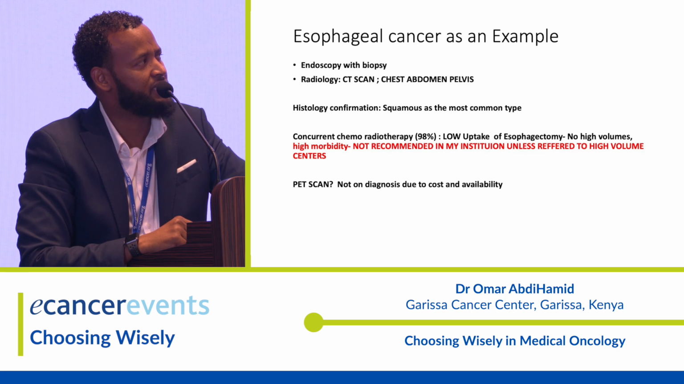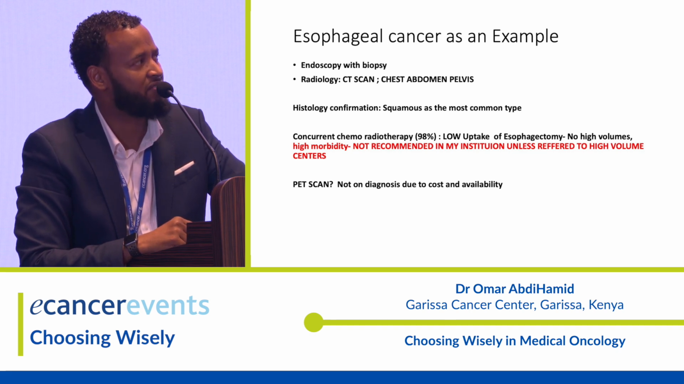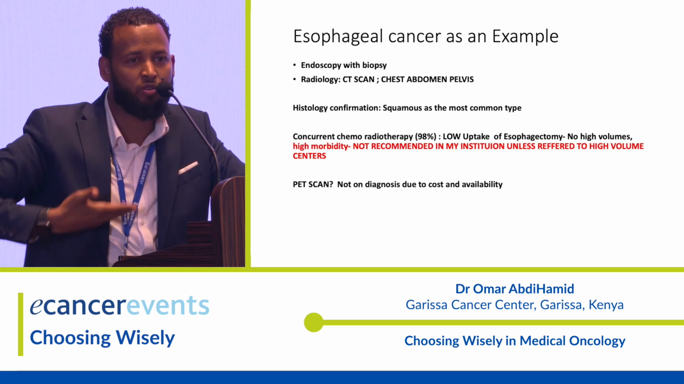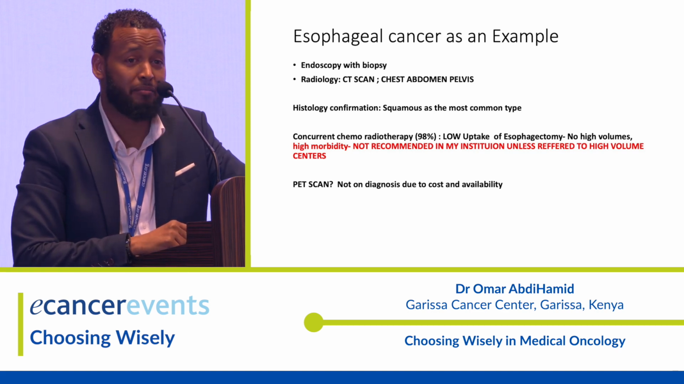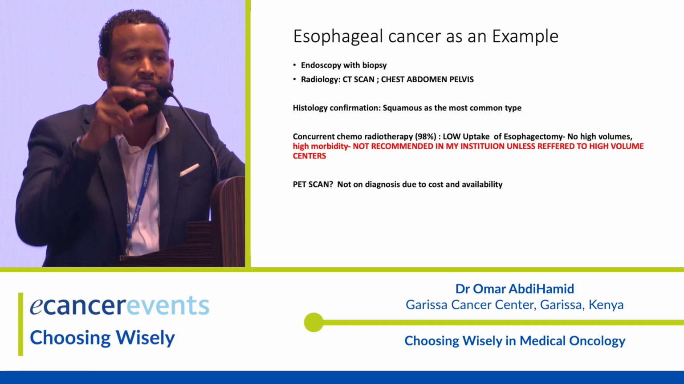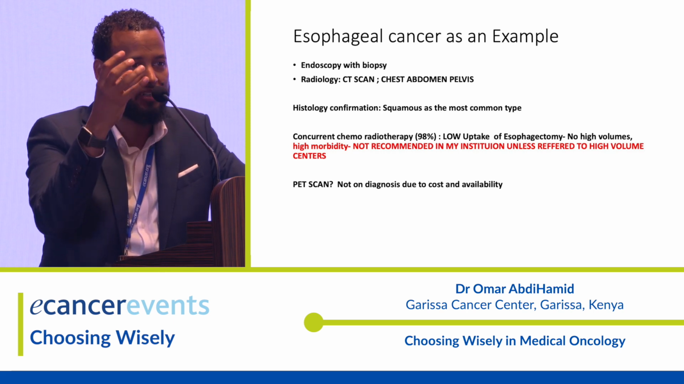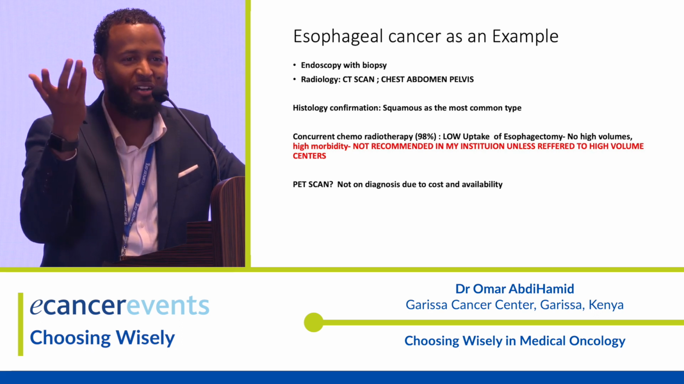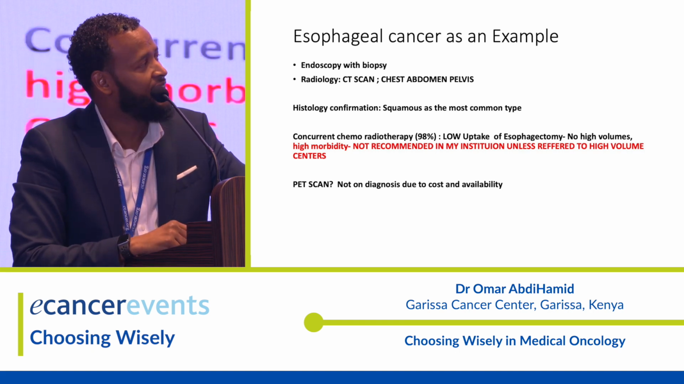So basically, endoscopy is a must. We cannot default on that. Radiology, we don't do a PET scan because it's not even available. So we do CT of the chest, abdomen, and pelvis to look for any spread of the disease. And then histology is a must. Even though I'm talking about choosing wisely, you cannot diagnose a tumor without taking a biopsy. In the oncology world, we like saying tumor is a rumor, tissue is the issue. No one should tell you you have a tumor without evidence of histology.